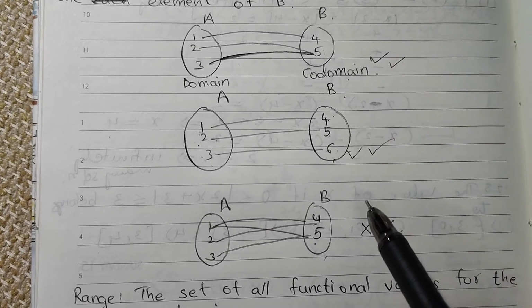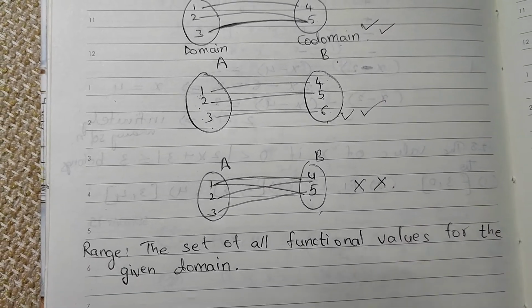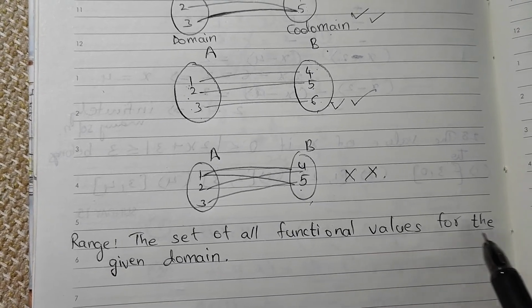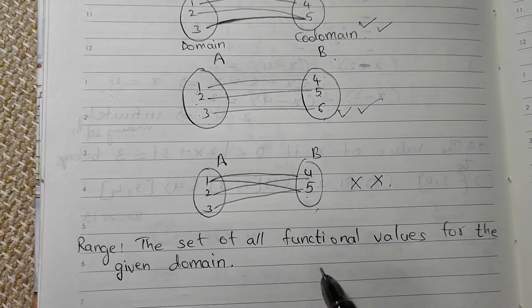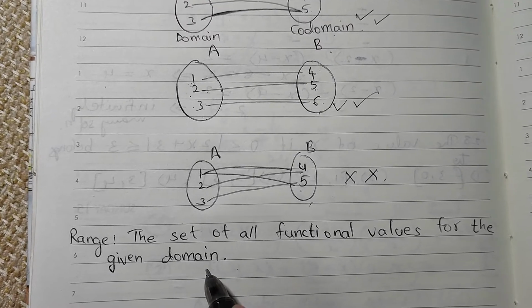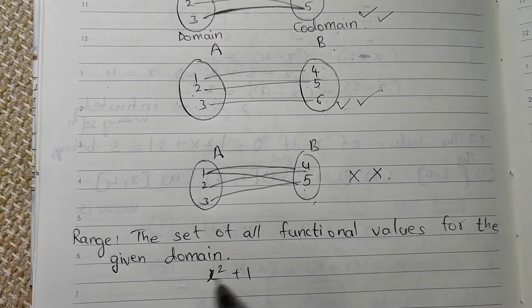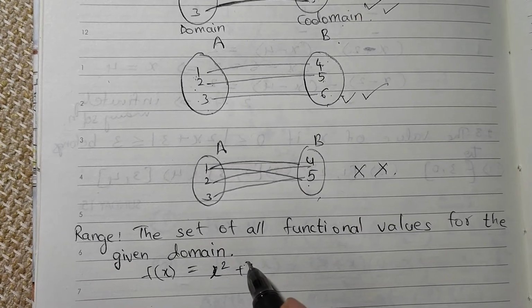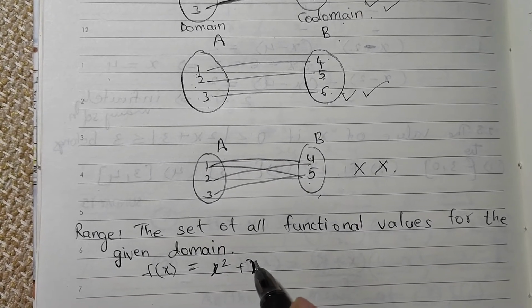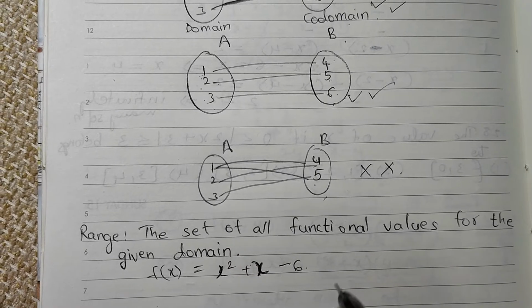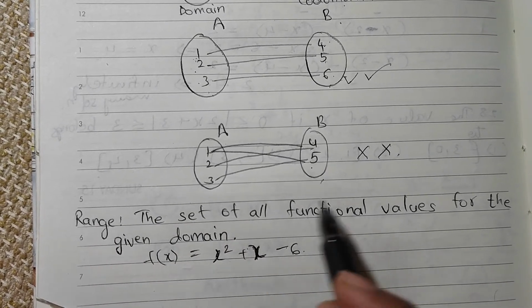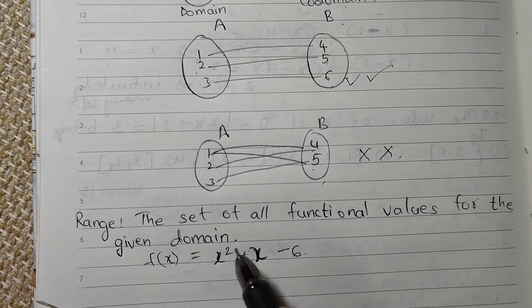Let's see what is range. Range is the set of all functional values for the given domain. So for example, let's suppose we have f of x is equals to x square plus x minus 6, let's suppose. So range set is the set of all the functional values for the given domain.